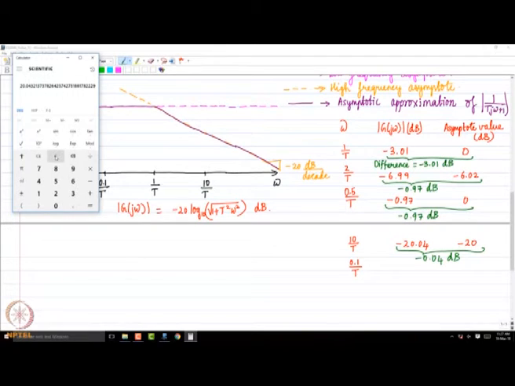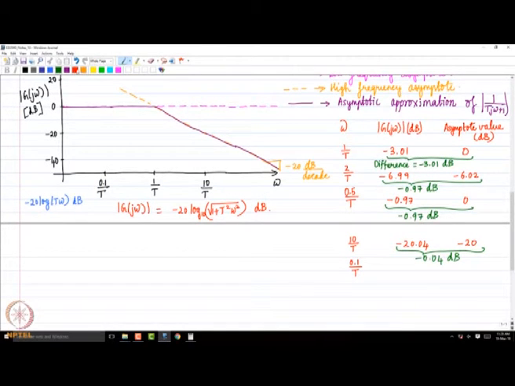So T omega becomes 0.1. So you need to take the square root of 1.01, and then take the logarithm of that and multiply it by 20. So once again you are going to get minus 0.04, right. And then what is the asymptotic value? 0. So what is the difference? Minus 0.04 decibels, right. So you can see that this is the level to which the asymptote and the actual curve will differ from each other.